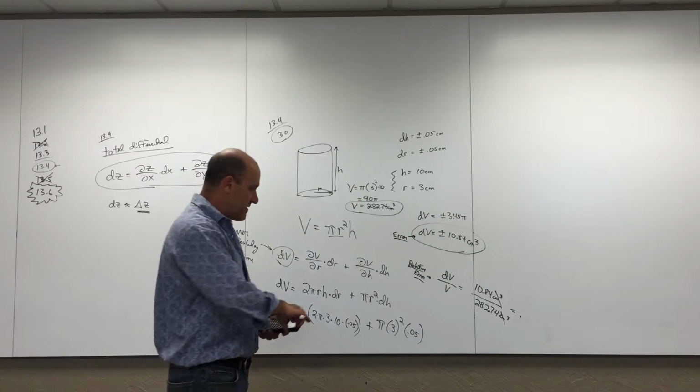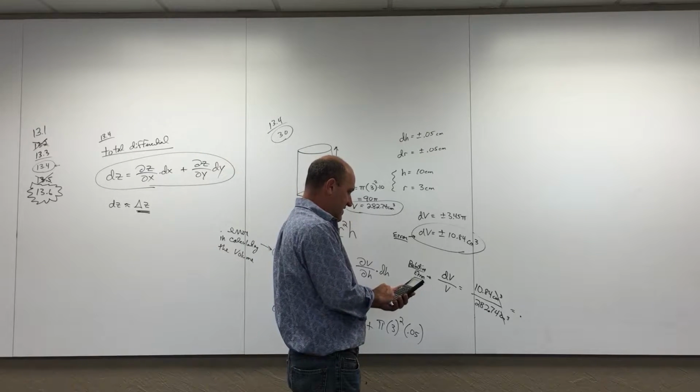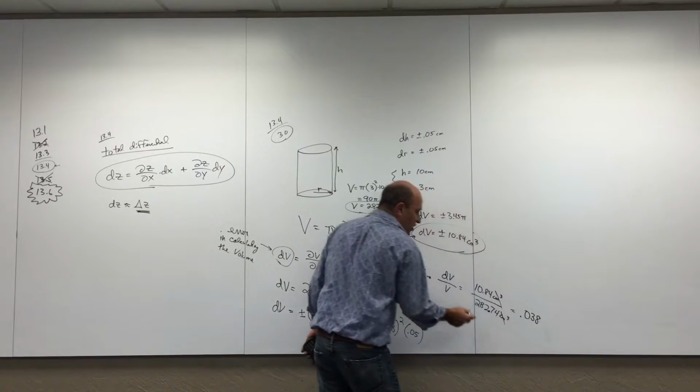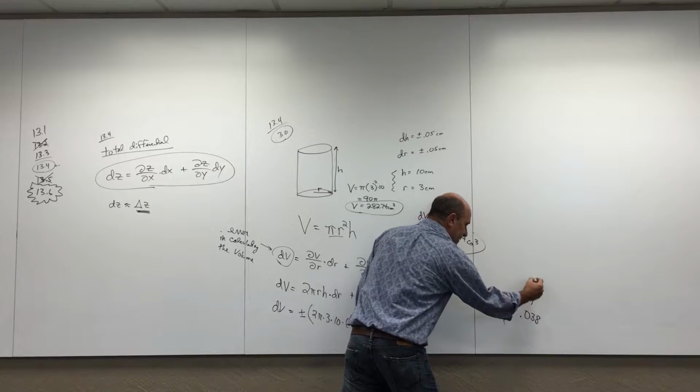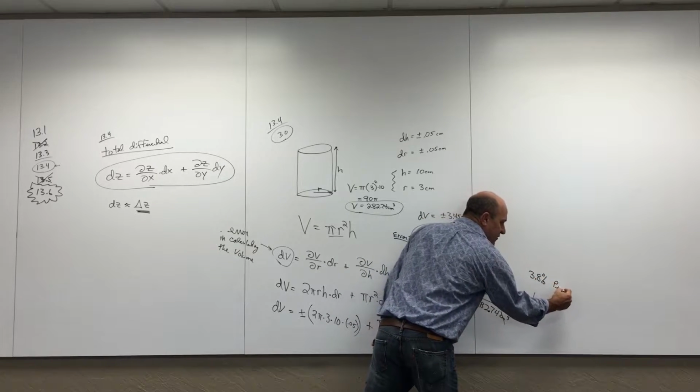10.84 divided by 282.74 is 0.038. We can call that a relative error. If you multiply it by 100, it's 3.8%. Maybe you call that a percentage error.